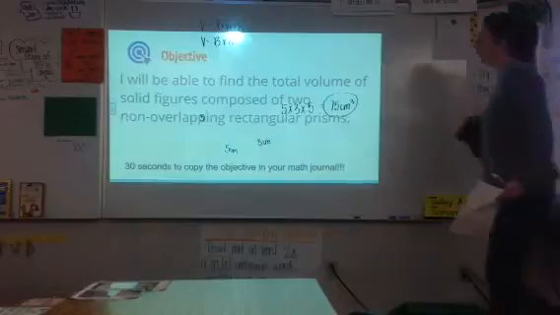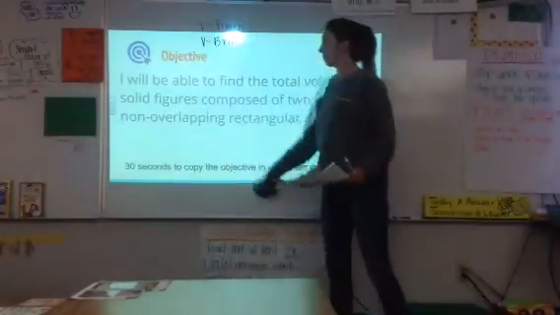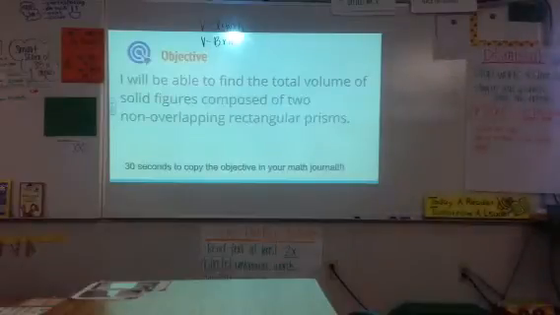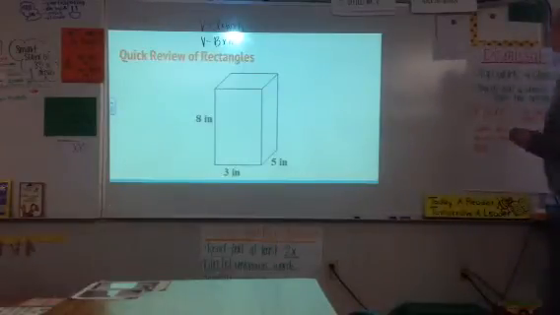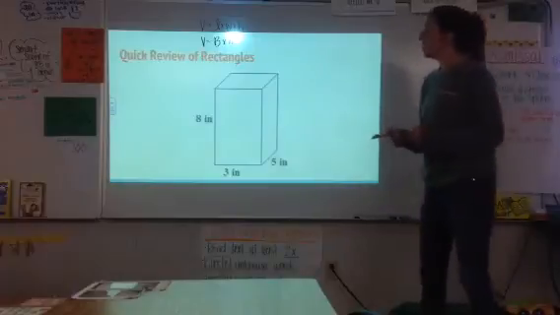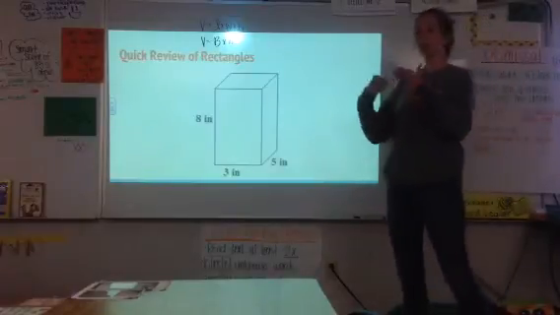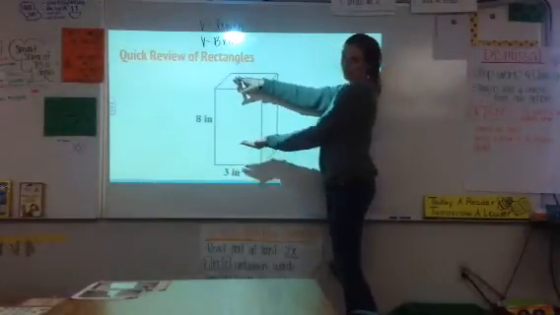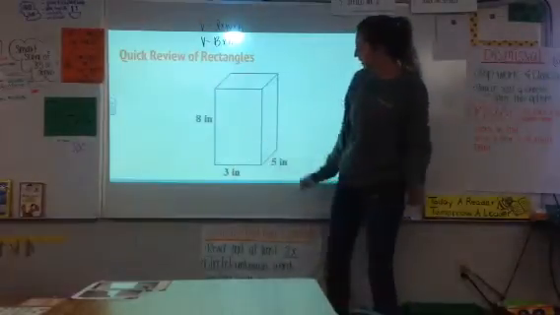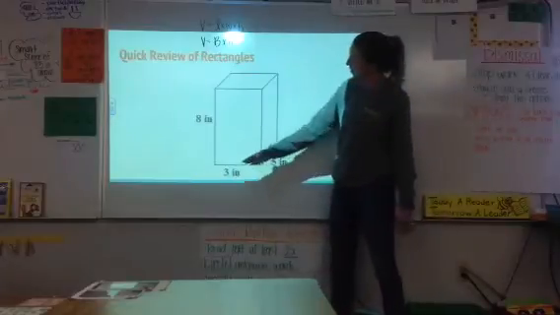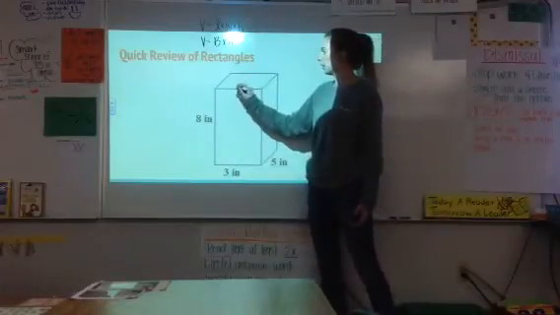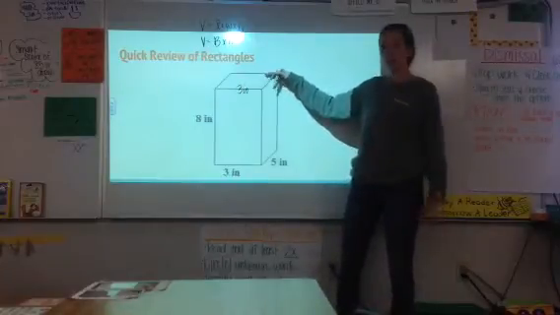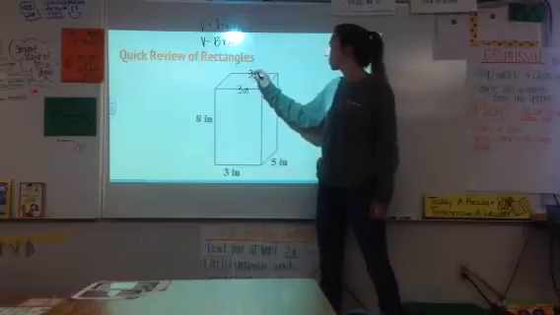Go ahead and pause the video and write this objective down in your notebook. Alright, so today we're going to quickly review about rectangles. We know that a rectangle has two parallel sides, so these two sides, and they are the exact same length. So if this is labeled as 3 inches, the opposite side is also 3 inches. This line behind it, it's still a rectangular prism, is actually 3 inches.